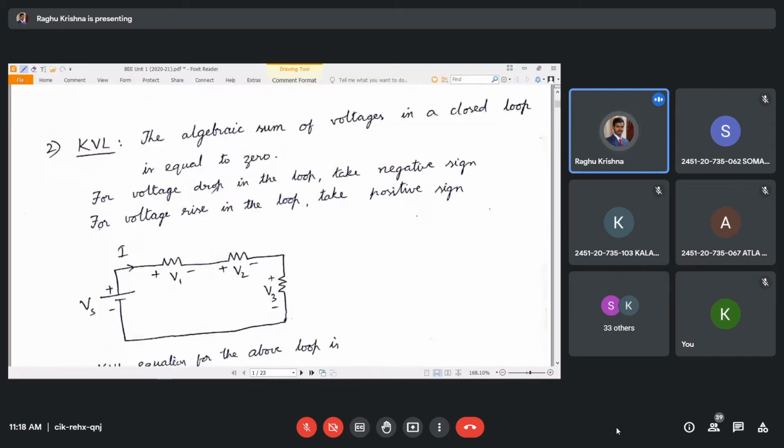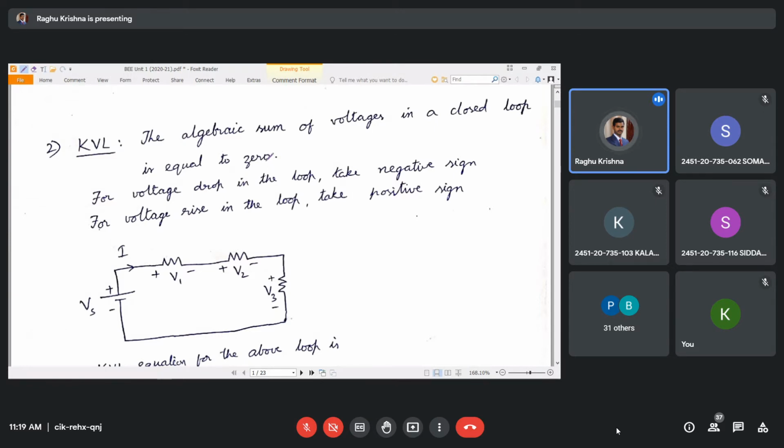Now coming to KVL. What is KVL? Kirchhoff's voltage law. It states that the algebraic sum of voltages in a closed loop is equal to 0. Algebraic means it will consider the positive and negative sign.